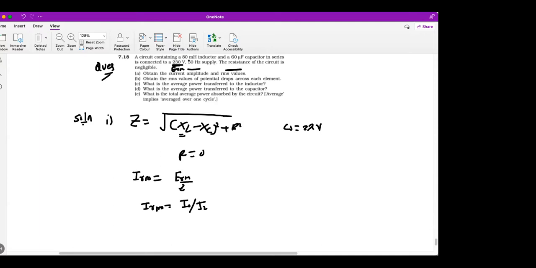Sir, for the second part, we need to calculate the potential separately, right? Like VL. Yes. VL, which is IRMS into XL, VC, which is IRMS into XC, VR, which is IRMS into R.